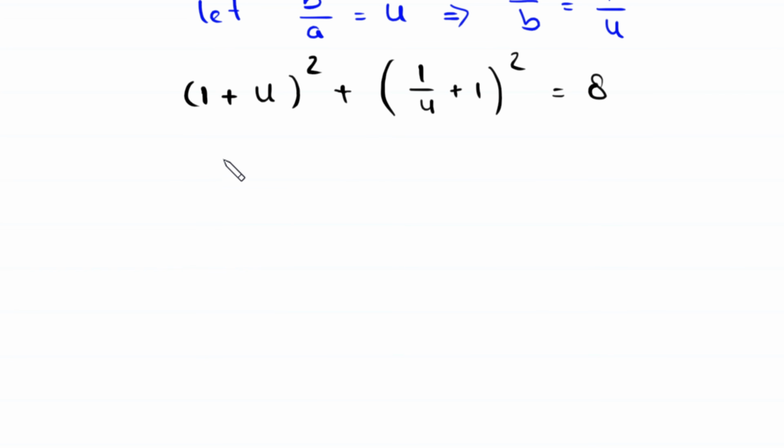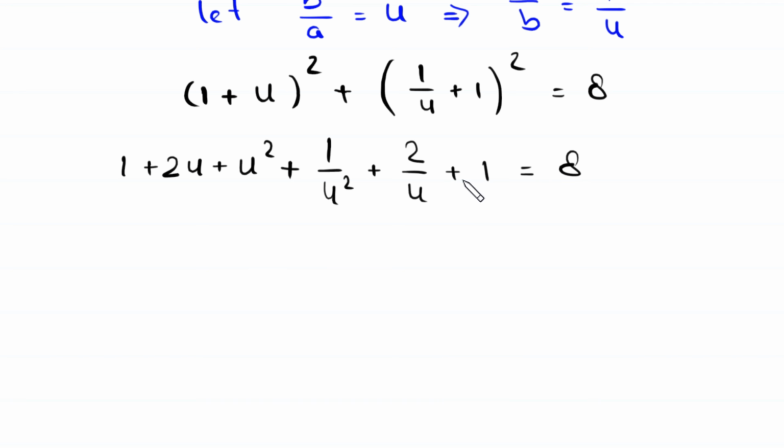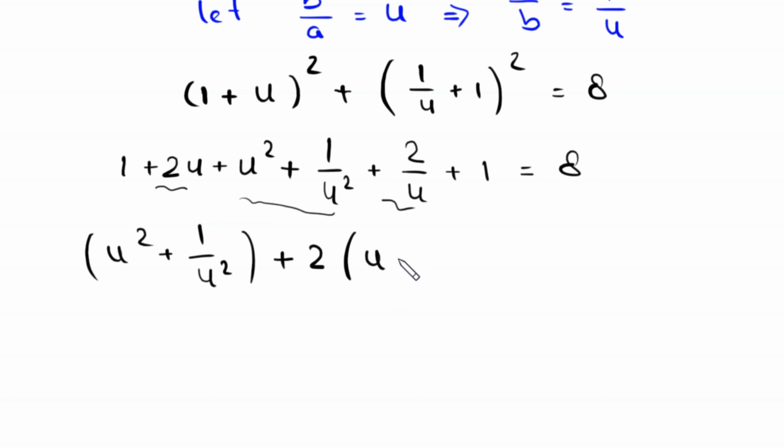Expand this (1 plus u) whole squared, this will become 1 plus 2u plus u squared, plus expand this (1 over u plus 1) whole squared, this will become 1 over u squared plus 2 over u plus 1 equal to 8. We group these two terms, u squared plus 1 over u squared, and we group these two terms, 2u plus 2 over u, with 2 as common factor, in bracket u plus 1 over u, and this one plus this one will become plus 2. Move this 8 to the left hand side, this will become negative 8 equal to 0.